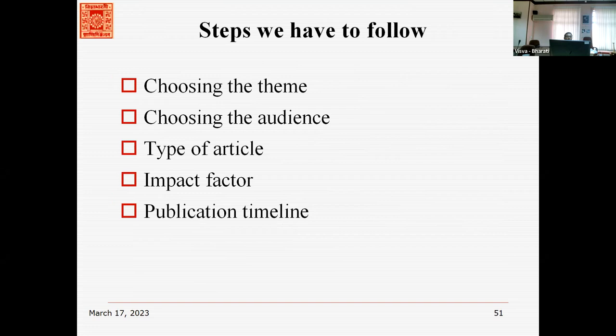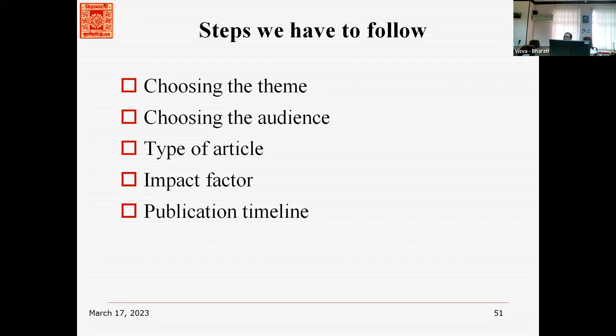Now, what do we have to consider? First, we have to focus on the theme of the journal, that is, the subject area of the journal. What subject is covered by the journal is the most important first point. I am a geography student or I am a life science student. If I select a journal that has no subject of geography or life science, can we select this journal for publication of my paper? No. So first, we should focus on the subject area of the journal. Then audience: what would be the target audience of the journal? That is to be considered.